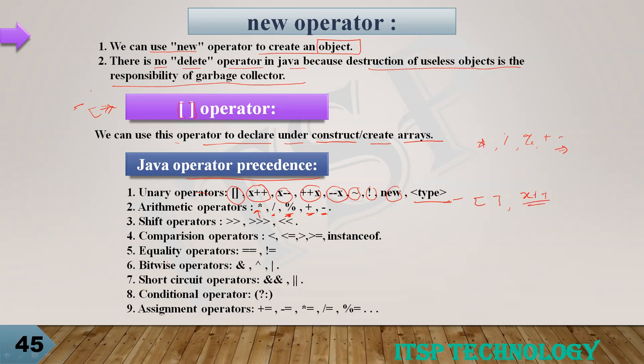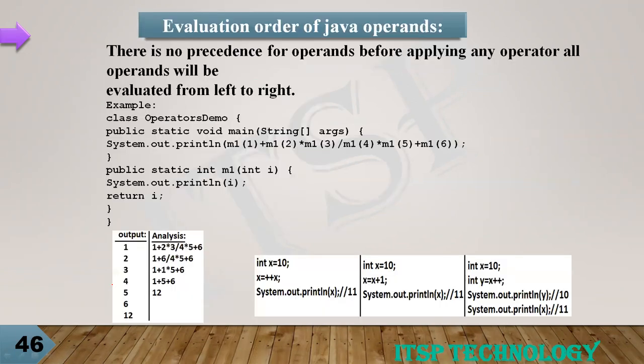Then post increment and decrement follow. Shift operators, these are the left shift and right shift operators. And comparison operators are there. Equality operators perform for double equals, then the bitwise operators, short circuit and, conditional this, assignment operator this. Go down. Evaluation order of Java operator operands. Operands are nothing but this, A and B. In A plus B, A is the operand.